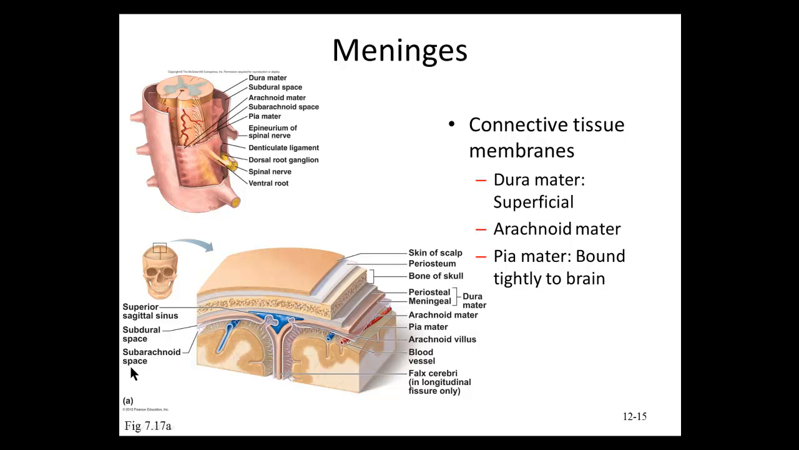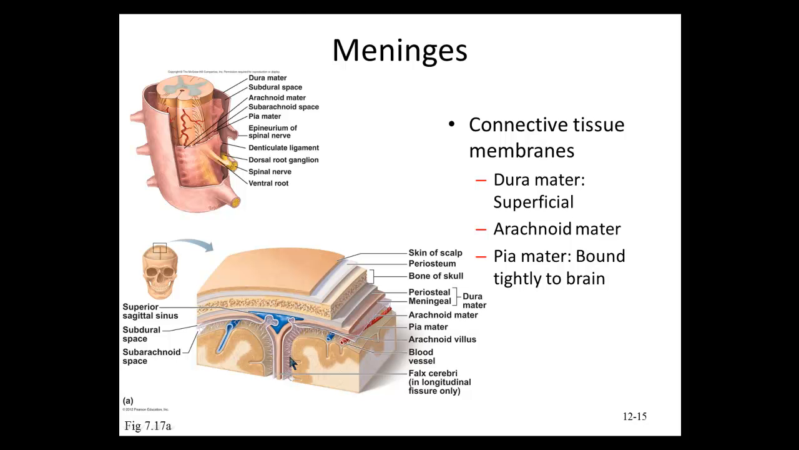The pia mater is a very thin, delicate membrane, and it's adhered directly to the brain tissue itself, and we call that the pia mater. Pia means affectionate, so affectionate mother. So that's tightly adhered right to the brain tissue itself, dipping down into the sulcus and up over the gyri, tightly adhered.